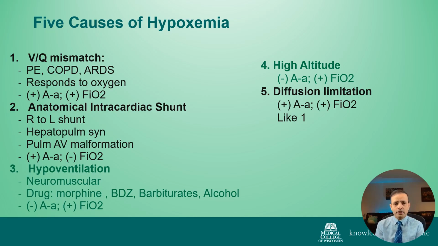Then another thing that I'd like to point out, in all causes of hypoxemia, if you give supplemental oxygen, if you increase FiO2, that results in resolution of hypoxemia, but not in case of shunt. So only shunt does not respond to increase in FiO2. So these are the features that help you to differentiate different causes of hypoxemia.